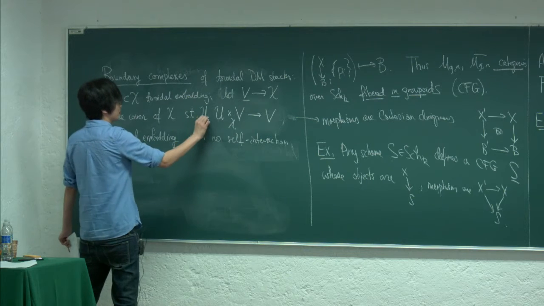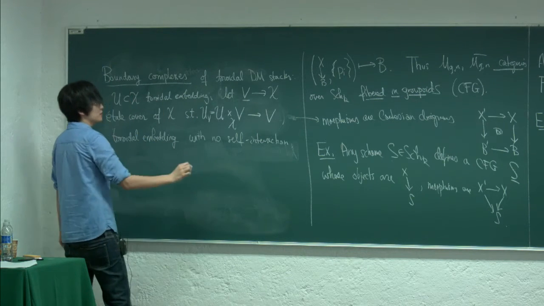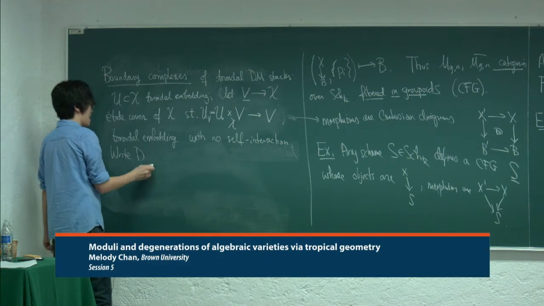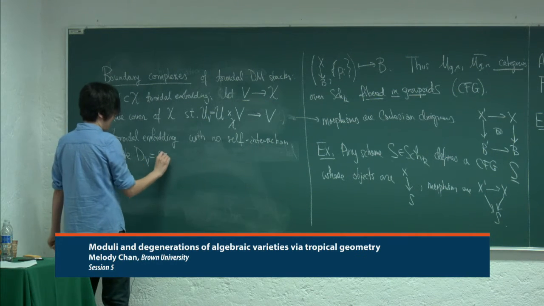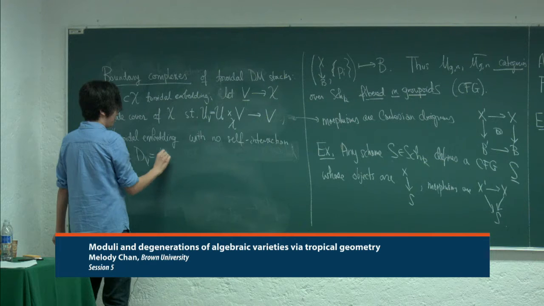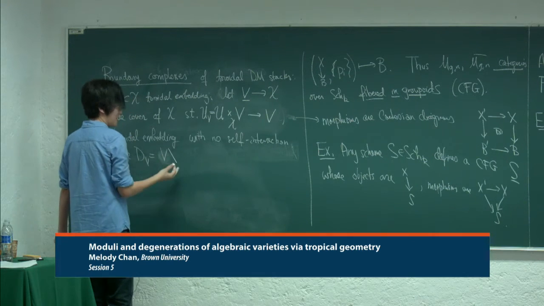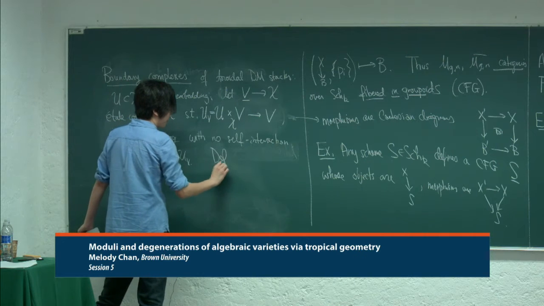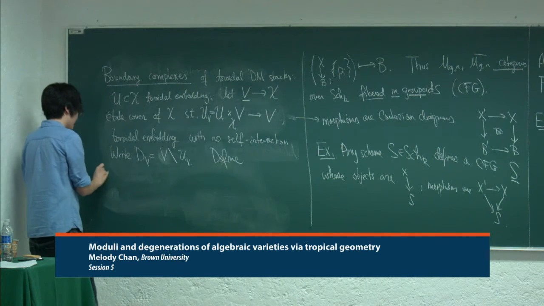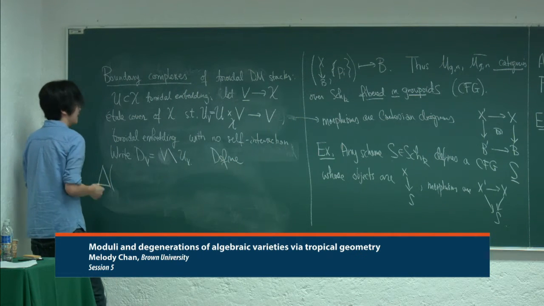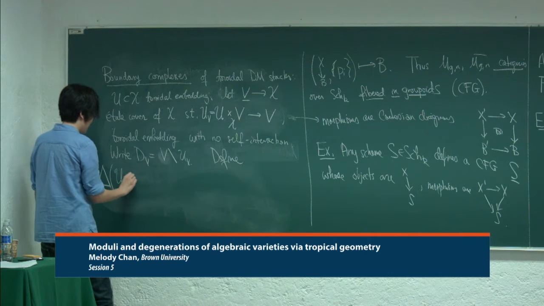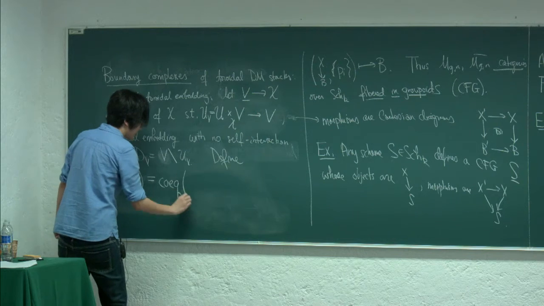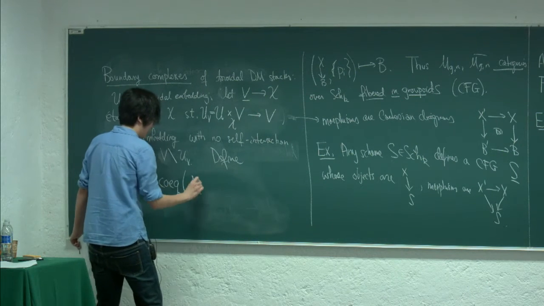Okay, so let me write U sub V for this open subscheme of V. And let me write D sub V for V minus U sub V. And then just as before, we define the boundary complex of U inside X to be the co-equalizer of the appropriate diagram.